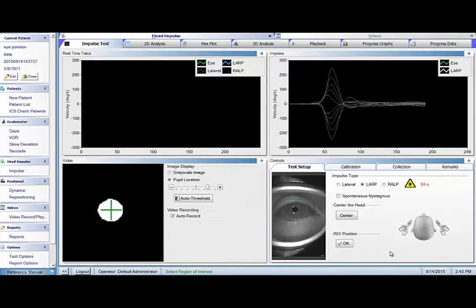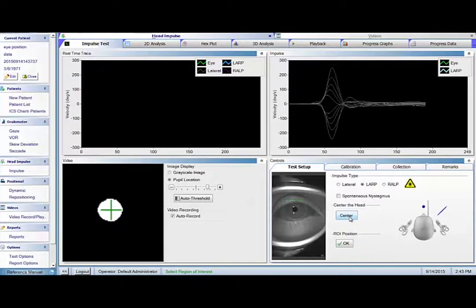Okay, so once you've started LARP or RALP, you want to make sure you center the head. And you want to make sure the nose is aligned with the placket of the person's shirt and that they're looking straight ahead. The center laser dot will also come on, and you want to make sure that that center laser dot is at the same place as the fixation dot. So the laser dot should be on top of the fixation dot.